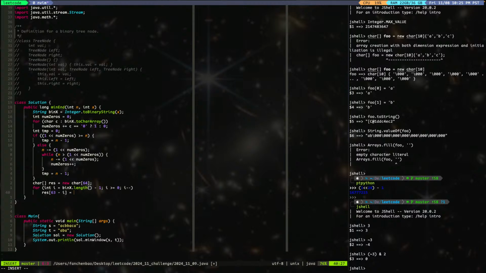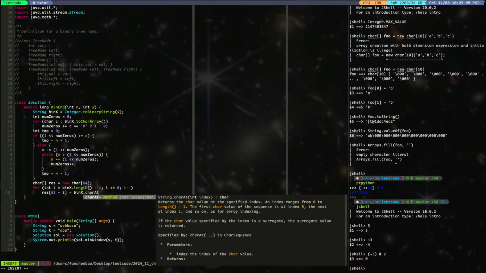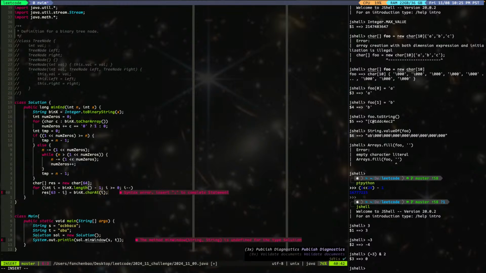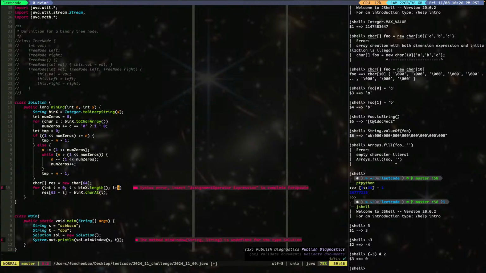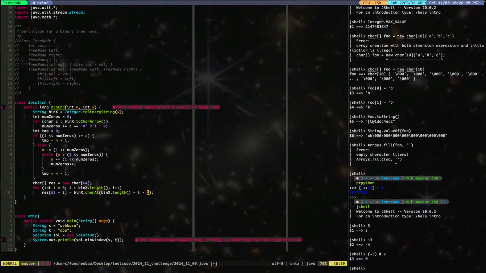bin x dot char at i. Ooh, that is not right. Let's reconsider. Smaller than bin x dot length. Let's do plus plus. And I just say bin x dot length minus i minus 1, right? So this fills from right to left, so we fill it up.